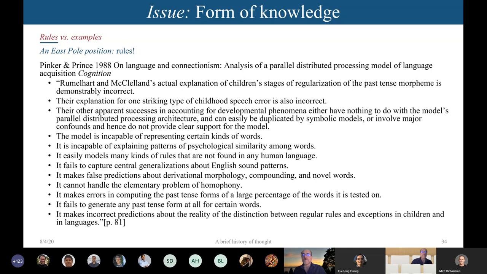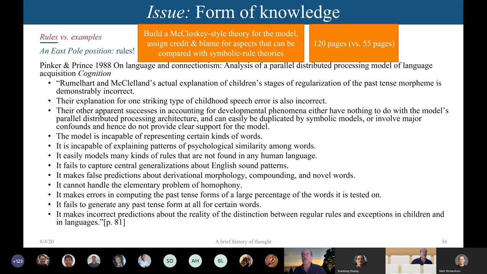To show the inferiority of the PDP account relative to the symbolic orthodoxy that they were defending, they had to overcome McCloskey's observation of the incommensurability of PDP models and bona fide theories. They had to construct a McCloskey-style theory for the Rumelhart and McClelland model to assign credit and blame for aspects of the account that can be compared with symbolic rule theories.